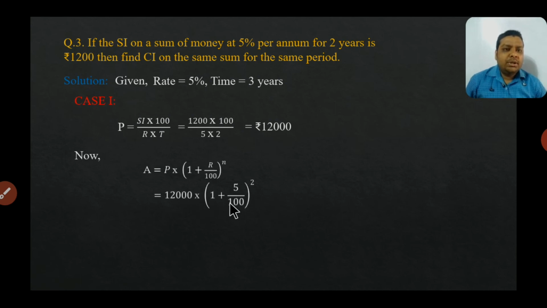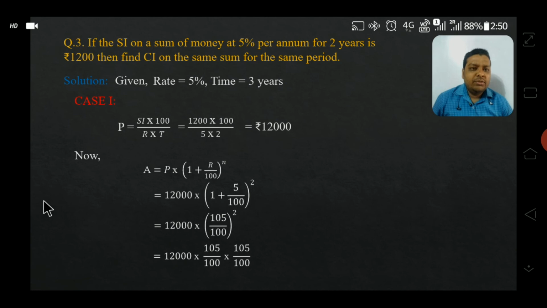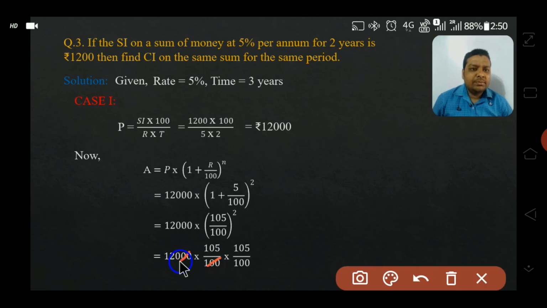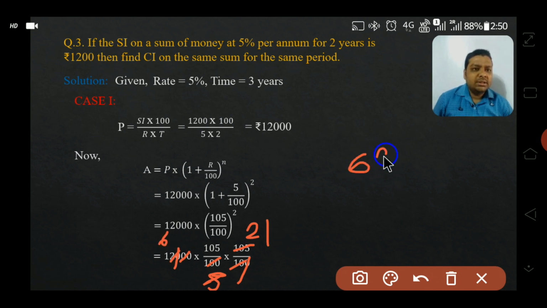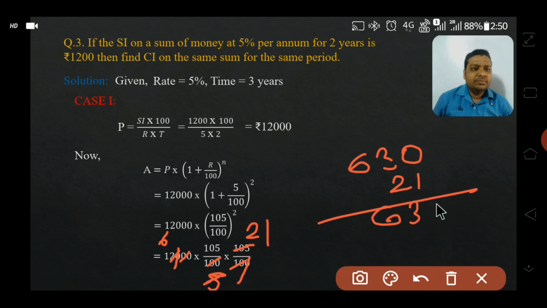Let's find A equals P. So put the value: 1 plus 5 by 100 means 105 by 100, squared. We have to write it 2 times. And now we have to solve. 20 20 will cancel. 10 10 will cancel. 2 6 is 12 and 2 5 is 10. 5 21 is 105. So 105 into 6 will be 630. Into 21, it will be what? 631 into 1260.